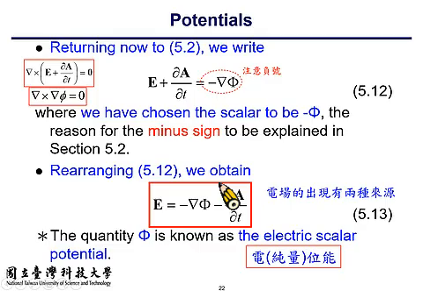So we have this expression: the electrical field intensity can be represented as minus the gradient of phi minus the time derivative of A, so that the electrical field intensity E is related to the spatial derivative of the electrical scalar potential and the time derivative of the magnetic vector potential.